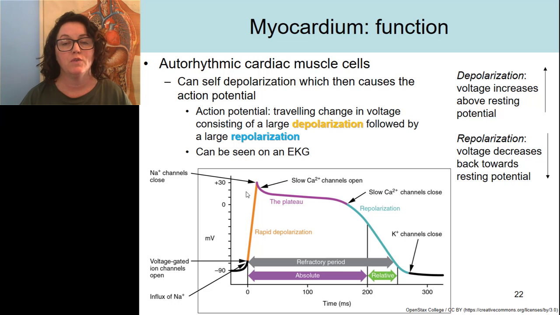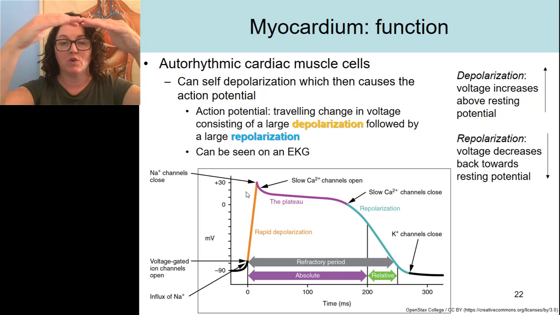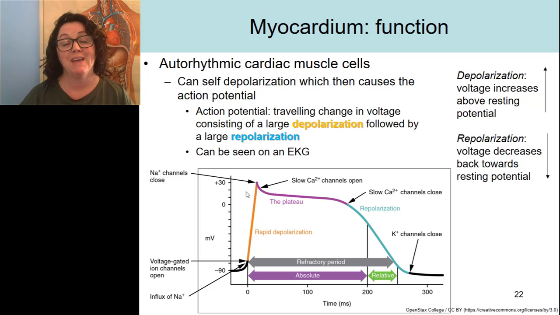intracellularly. So if you open up a sodium or a calcium channel, the sodium or calcium will go from outside the cardiac muscle cell to inside. But if you open up a potassium channel, the potassium will move from inside to outside. Remember, the ions just follow their diffusion gradient, their concentration gradient.